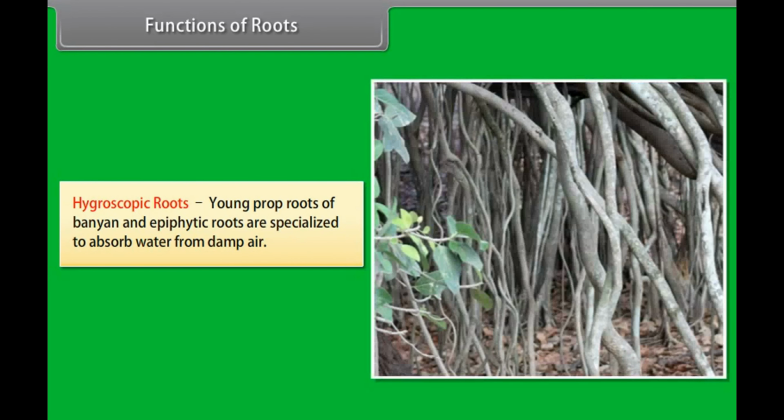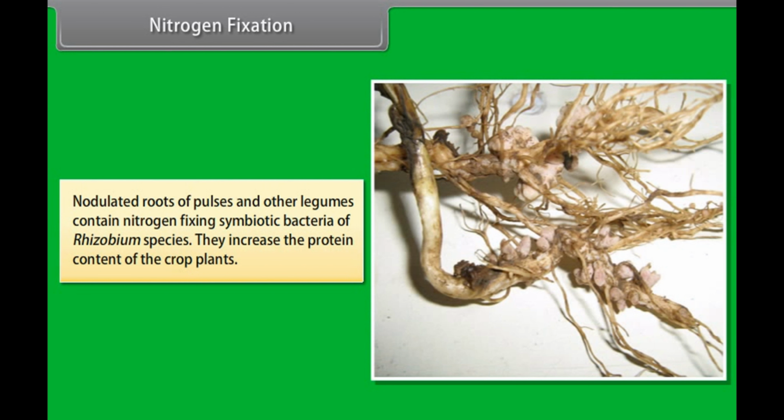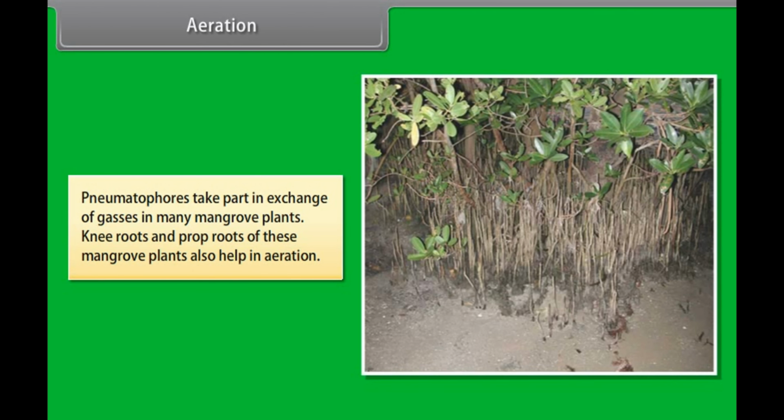Hygroscopic roots: young prop roots of banyan and epiphytic roots are specialized to absorb water from damp air. Nitrogen fixation: nodulated roots of pulses and other legumes contain nitrogen-fixing symbiotic bacteria of Rhizobium species. They increase the protein content of the crop plants. Aeration: pneumatophores take part in exchange of gases in many mangrove plants. Knee roots and prop roots of these mangrove plants also help in aeration.